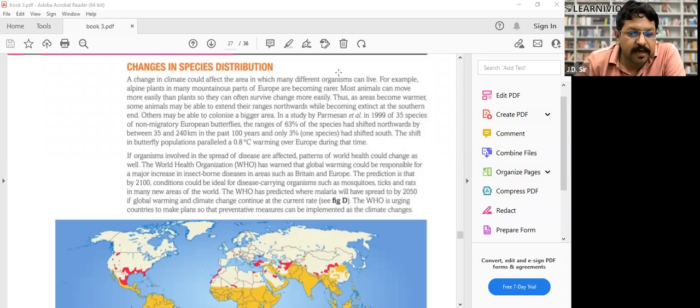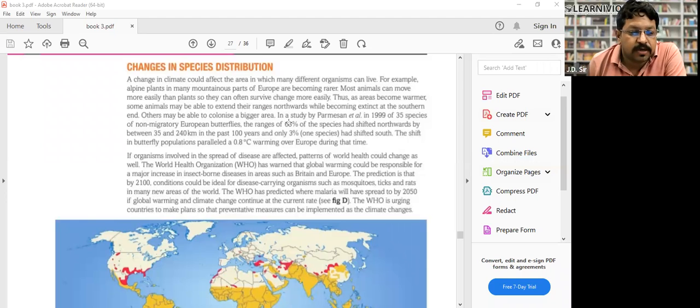Thus, as the areas become warmer, some animals may also be able to extend their ranges northwards while losing the southern end. Others may be able to colonize a bigger area.